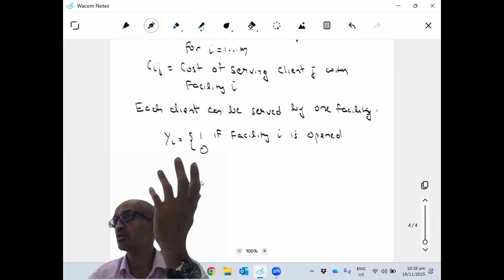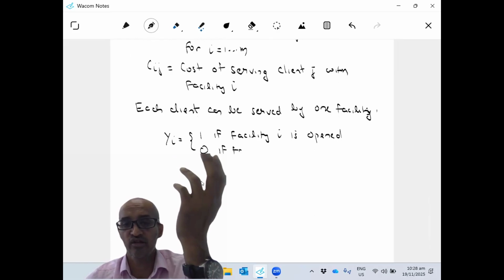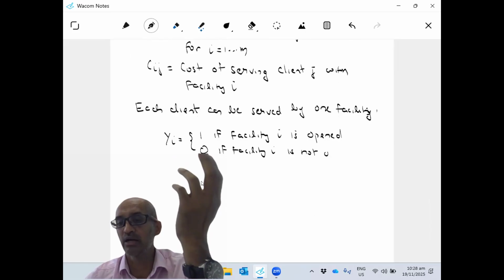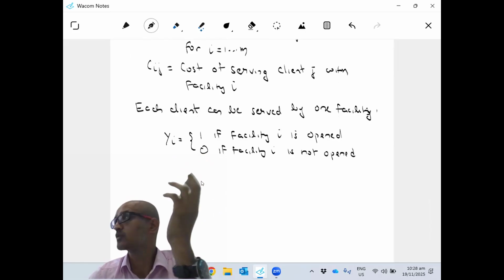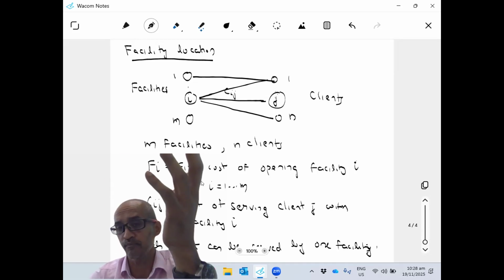Zero otherwise. What does otherwise mean? You do not open facility i, if facility i is not opened or not built. Okay. That's one variable. I have to decide y1 up to ym to figure out which facilities have to open.